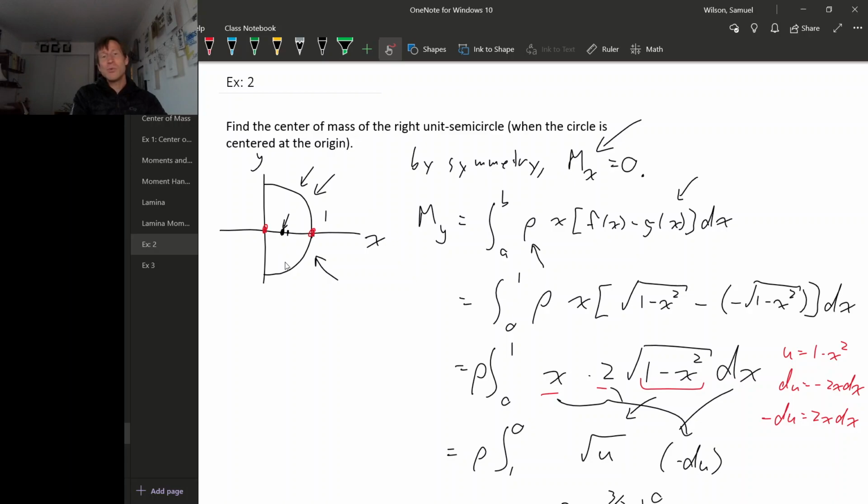And one nice thing about this center of mass situation is if the density is constant, our eyes are very good at approximating the center of mass. You just kind of have to imagine, if this were a sheet of cardboard, where would I have to support this to balance it? And this point looks about right.